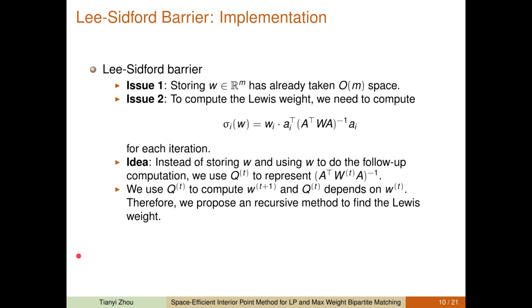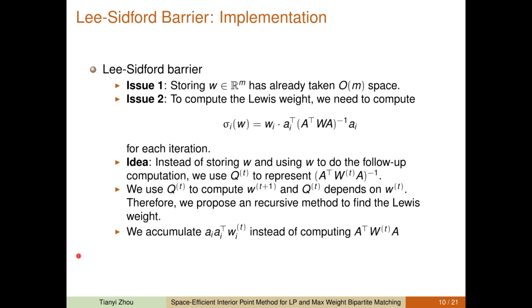So our idea is that we introduce the variable Q to represent the inverse of A transpose W A, and it takes only n-squared space. The algorithm that computes the Lewis weight is an iterative updating algorithm. It uses the Lewis weight from the last iteration to compute the new one. So what we do is use Q_t to compute w_{t+1} and use w_t to compute Q_t. Therefore, we propose a recursive method to find the Lewis weight in small space.